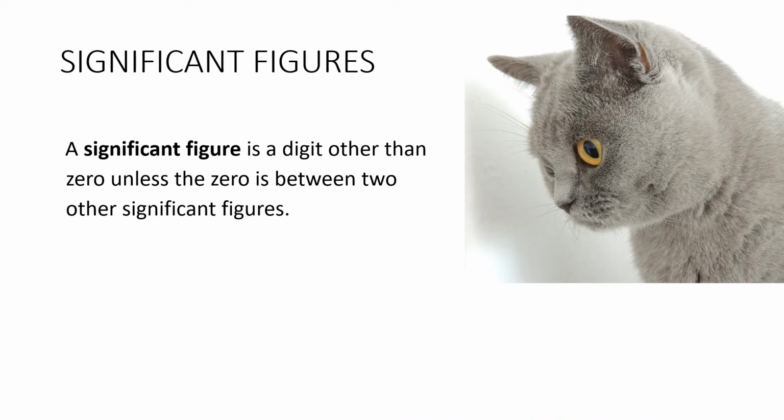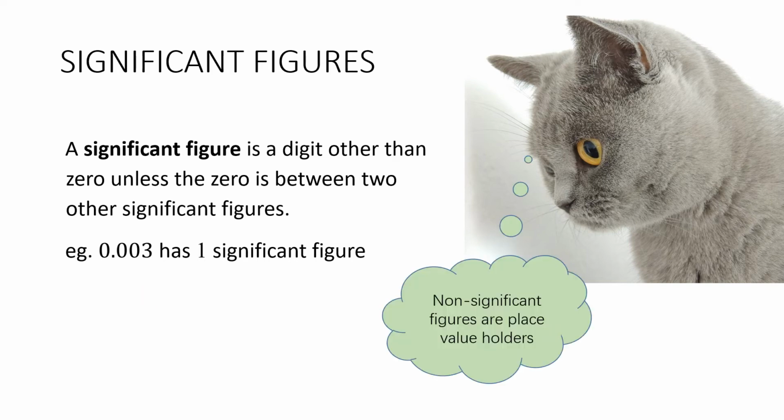Now, a significant figure is a digit other than 0 unless the 0 is in between 2 other significant figures. So for example, 0.003 has one significant figure. It's the 3. And all of the non-significant figures, the zeros, are just place value holders. In fact, all they're doing is pushing this 3 out into the thousandths position. But this number here has 4 significant figures because these zeros are in between 2 other significant figures.